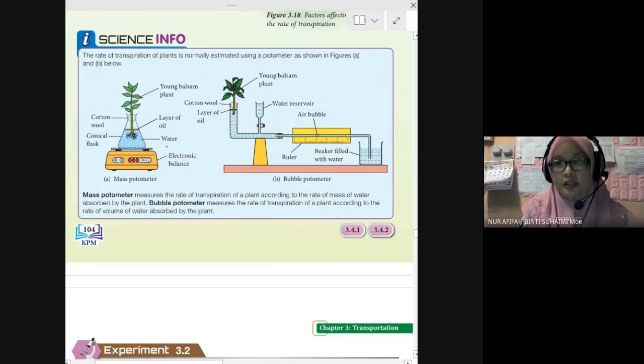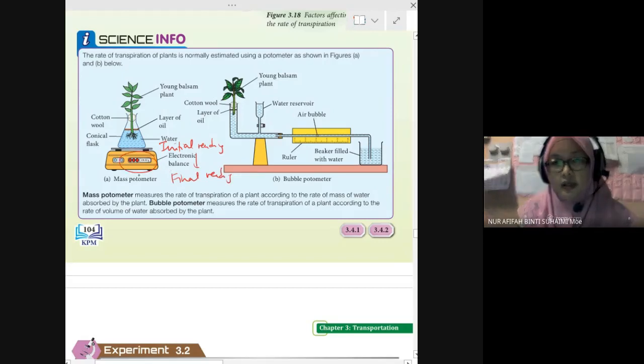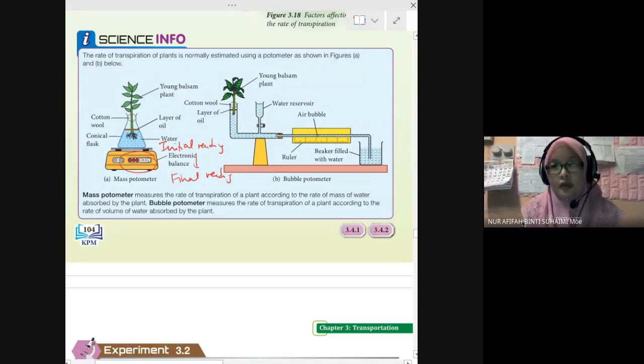So we measure the initial reading and final reading. Initial reading is on the first day of the plant, and we measure the final reading, maybe after 1 week or 2 weeks. We measure with the electronic balance the loss of water absorbed by the plant. That is the mass photometer.